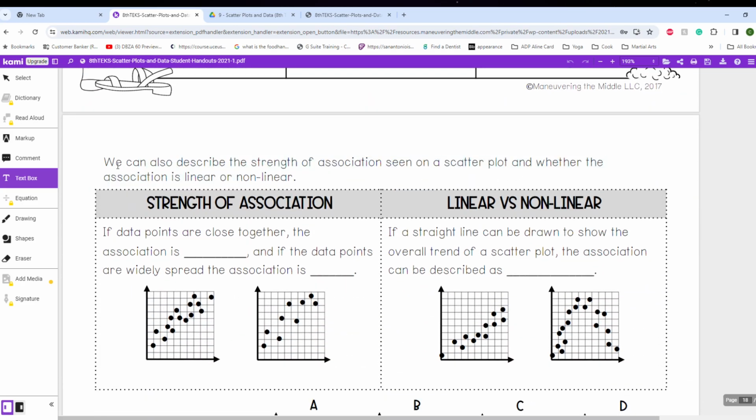So we can also determine the strength of the association and whether it is linear or nonlinear. Linear just means it looks like a line, and nonlinear means it is not a straight line. So let's look at that.